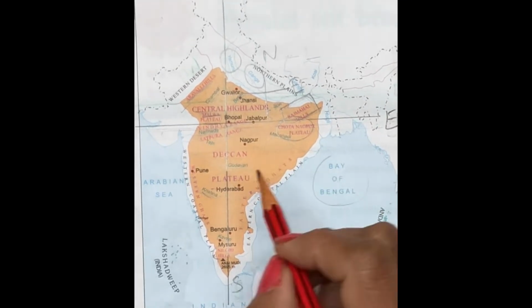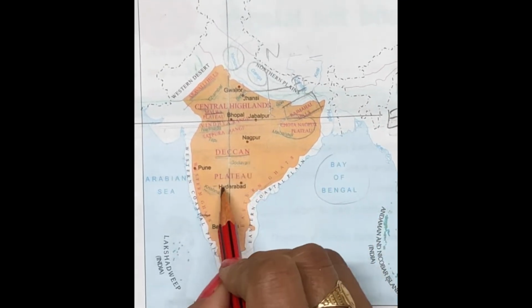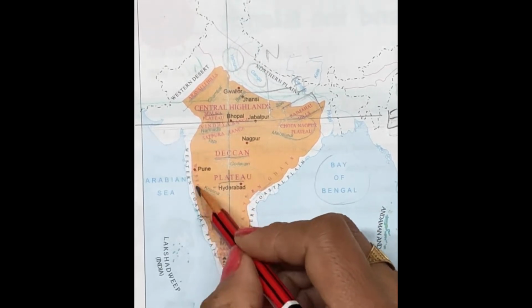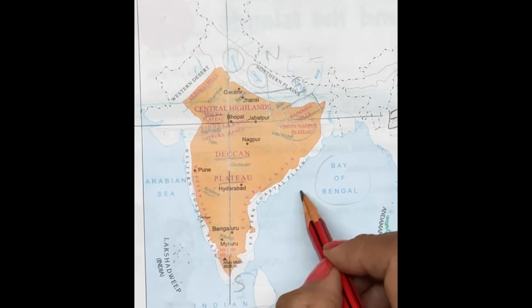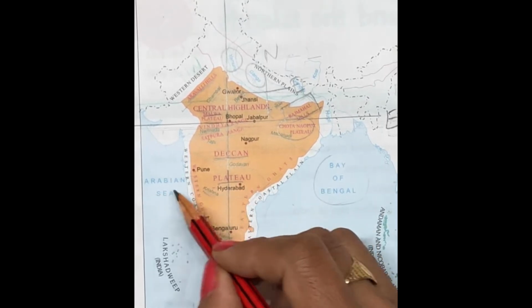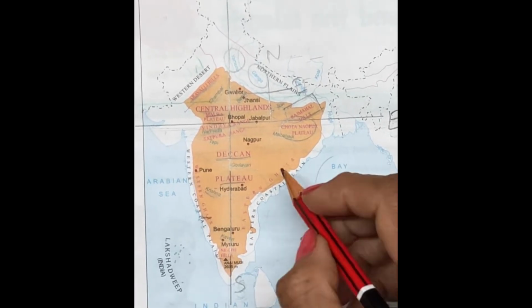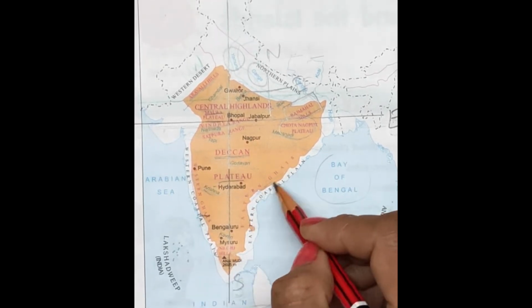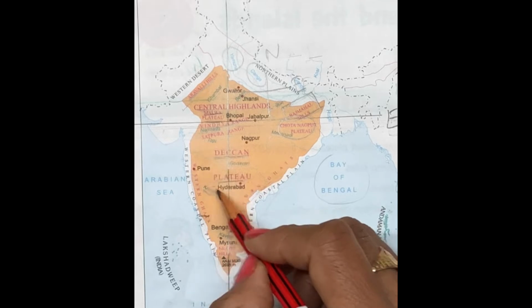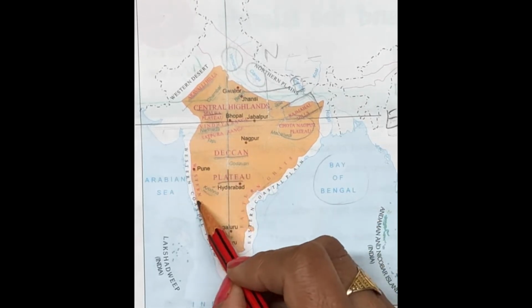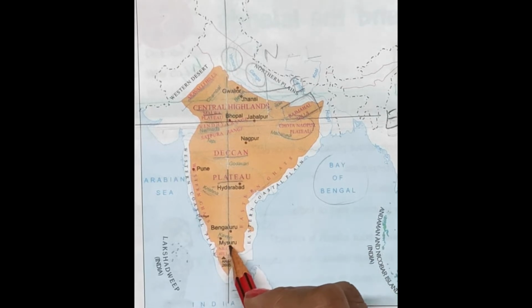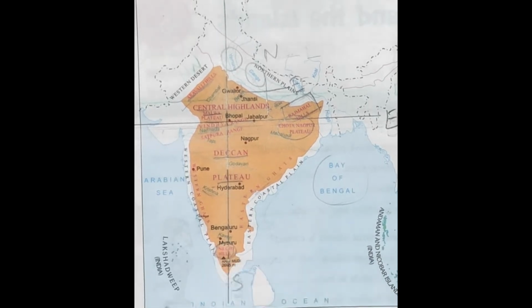Now we will talk about the Deccan Plateau. You can see it is written here Deccan Plateau, and Deccan Plateau is surrounded by Western Ghat. These are the Ghats, these two sides, coastal plain. You can see the coastal area here, the Arabian Sea and the Bay of Bengal, and these are the Ghats. This Ghat is known as the Western Ghat, and this Ghat is known as the Eastern Ghat. So Deccan Plateau is surrounded by Western Ghat and Eastern Ghat, and both these Ghats are meeting at Nilgiri Hills. You can see it is written here Nilgiri Hills.